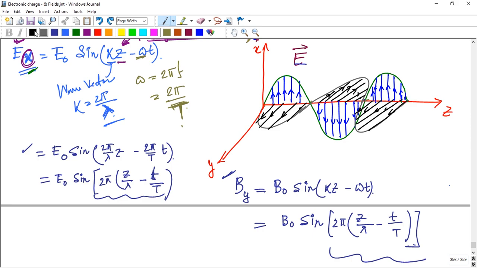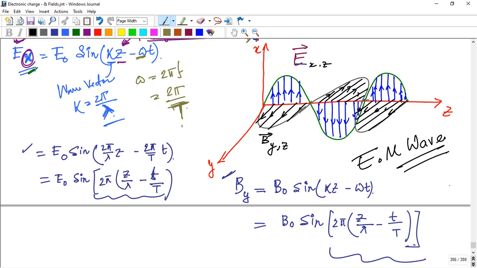So now that's the B. B in Y, E in X. But they both propagate in the Z direction, and E and B lie in the XZ and YZ planes. This representation is the electromagnetic wave. These are the basic building blocks of the electromagnetic wave, and electromagnetic waves travel in vacuum.